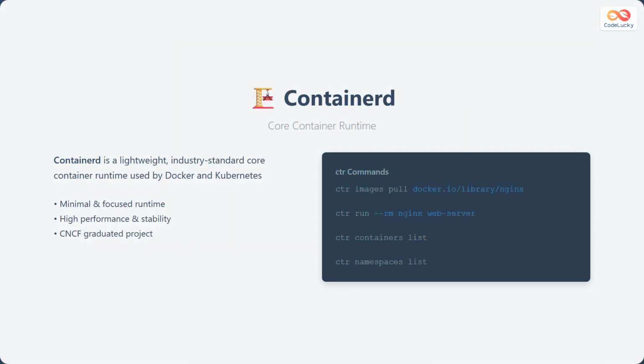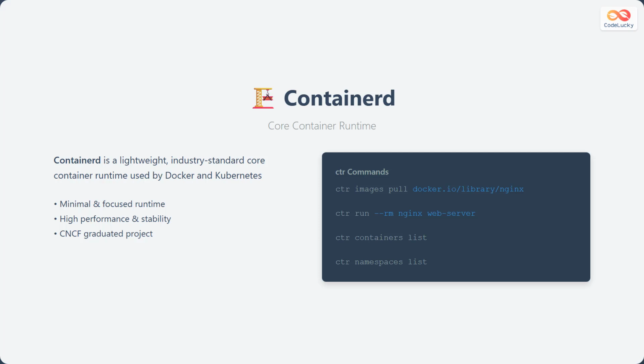Next, we have containerd, which is a core container runtime. Containerd is a lightweight, industry-standard runtime used by both Docker and Kubernetes. It is known for being a minimal and focused runtime. It provides high performance and stability. Containerd is a Cloud Native Computing Foundation graduated project.